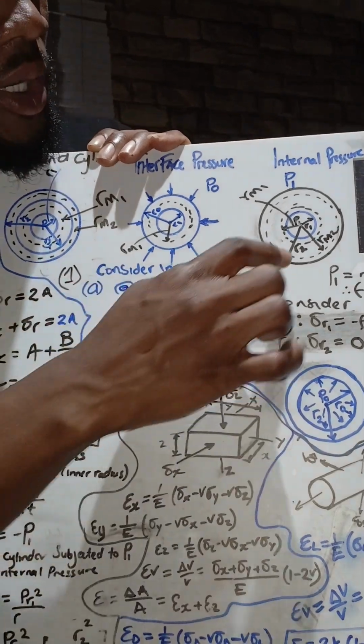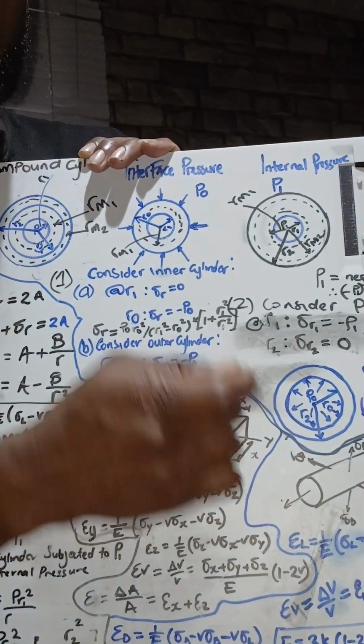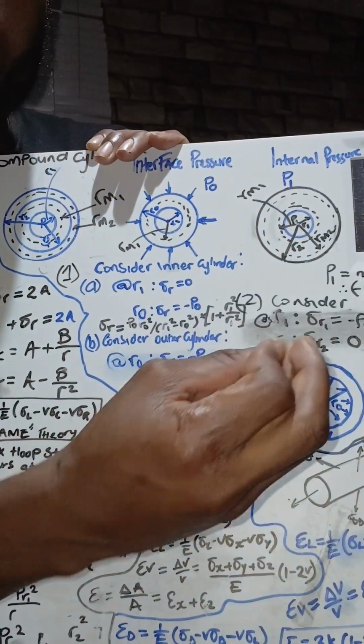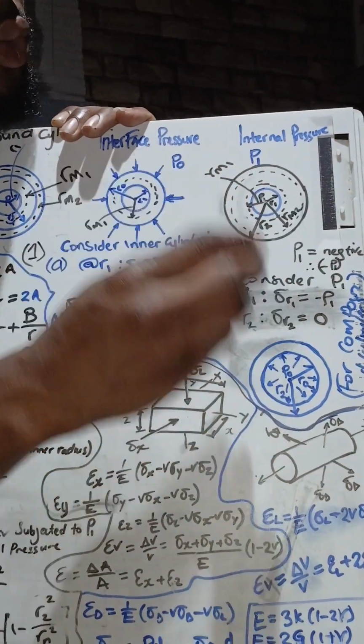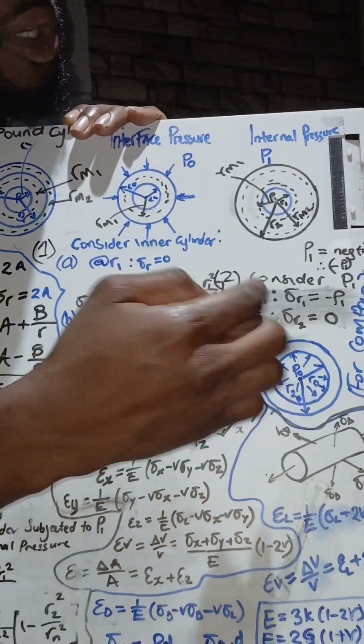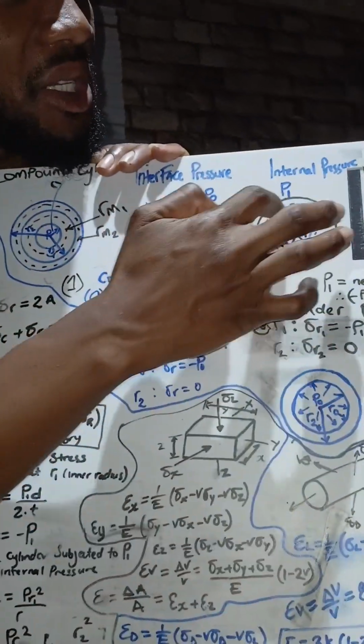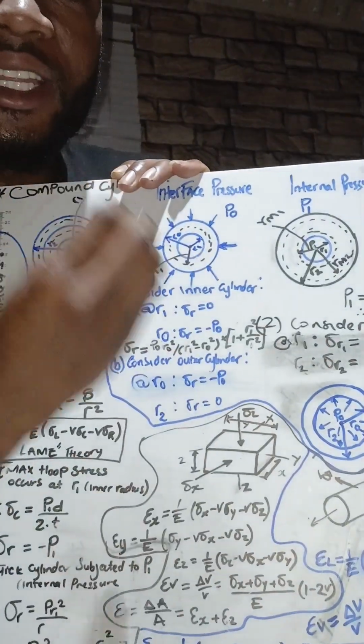Okay, so you're going to move from the inside. You find the internal pressure, which is the radial stress, and it is equal to Pi, the internal pressure. Now we go to the next step: what is the circumferential stress, or diametral stress, at that point at the inner radius? You find that.